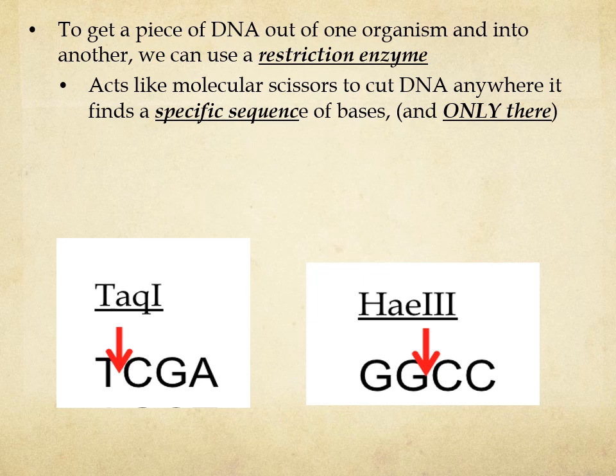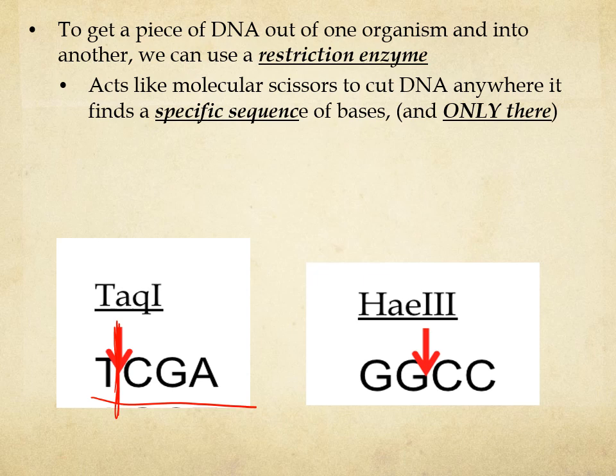So for example, this enzyme at the bottom left there called TAC1 will look all over the DNA in a cell, and anywhere that it finds these letters, TCGA, in that exact order, it's going to cut them right here where the arrow's pointed, between the C and the T. Right there. It'll cut right in the middle of the DNA sequence.